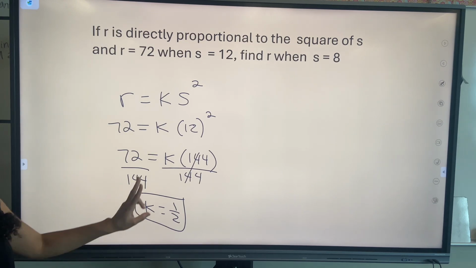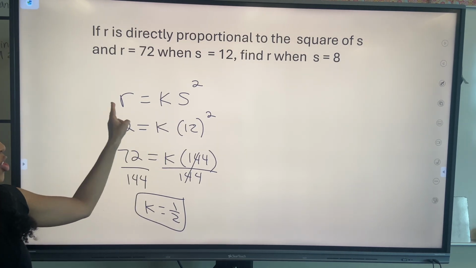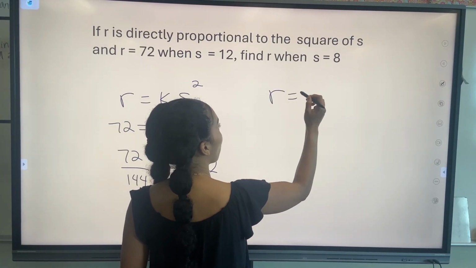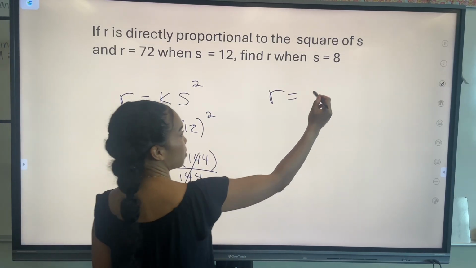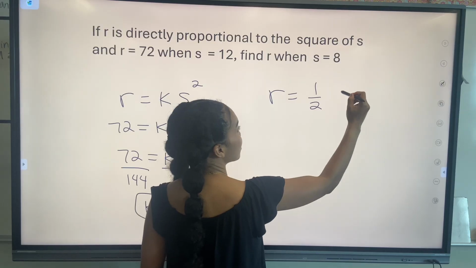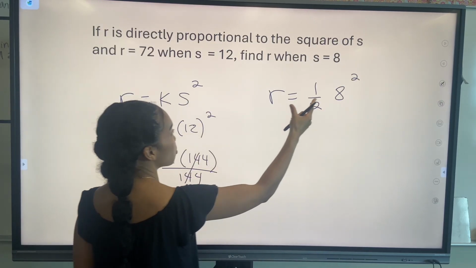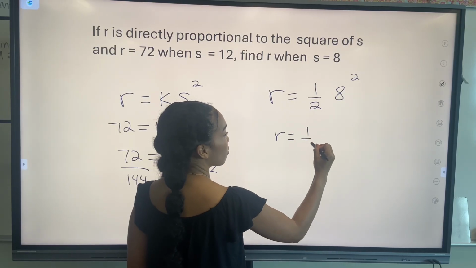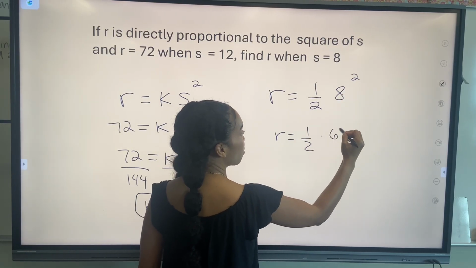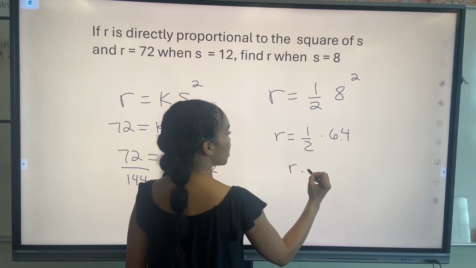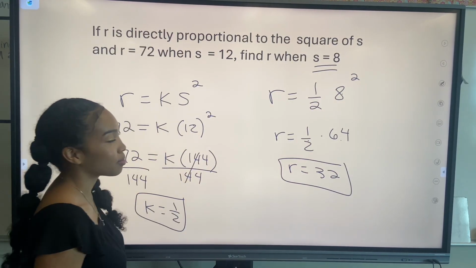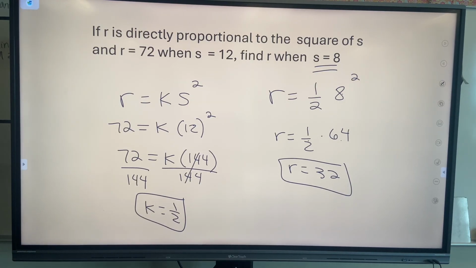Okay, now we're going to use the same equation to find R when S is 8. So we want to find R, we know the k value, 1/2, and your S this time is 8, and it's squared. So I plugged in what I know into my equation. Now we can solve. 8 squared is 64, and half of 64 is 32. So R is 32 when S is 8. Any questions on that one?